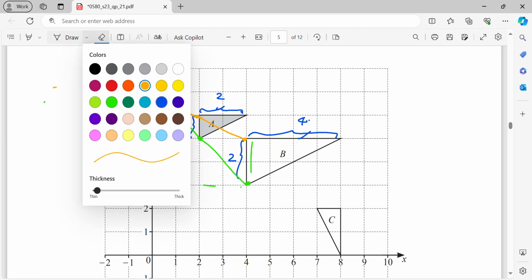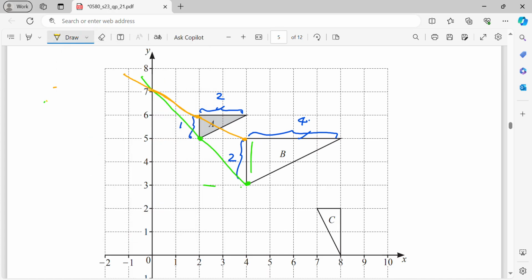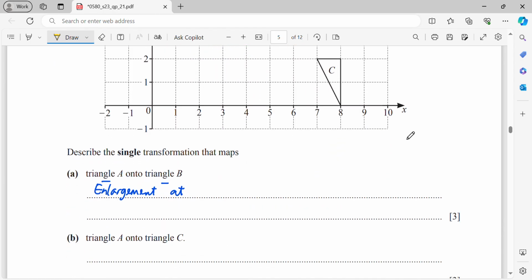And same goes to the other point. So the other points, let's say here. So when you join, that will be 4 squares, right? Diagonal of 4 squares. Just join. Then here I will have diagonal of 4 squares. So obviously they are intersecting at 0, 7. So that is the center of enlargement. So I will just write here at 0, 7 with scale factor 2. So that is the transformation that maps A onto B.